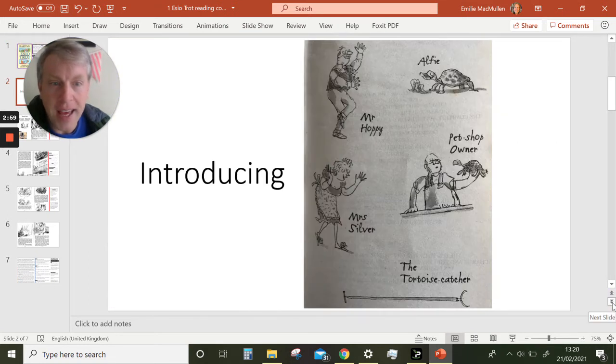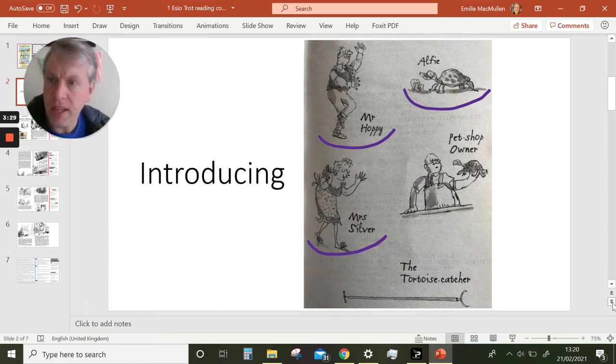So, here is the story starting. We introduce the characters. These are the characters, the protagonists, and we are meeting in this story Mr. Hoppy and Mrs. Silver here. They're the two main characters, but here are some more characters who all have something important in the story. Alfie, he's a tortoise. We have a pet shop owner, and then we have something that plays a part in the story, is not a character, but an invention of Mr. Hoppy's, the tortoise catcher. So, let's start the story.